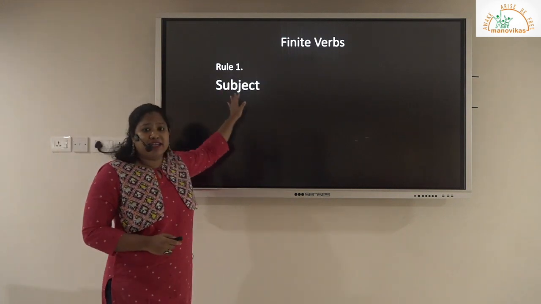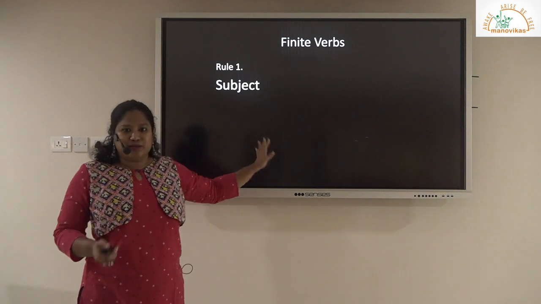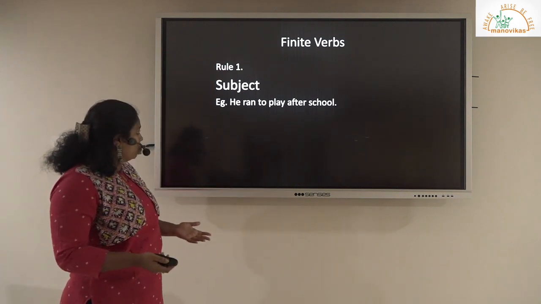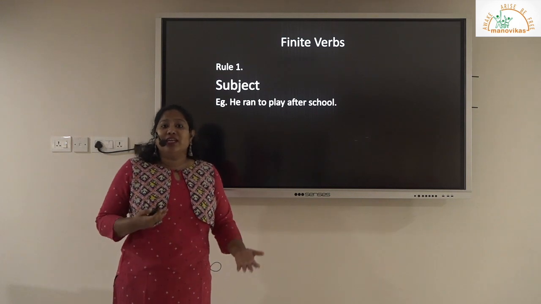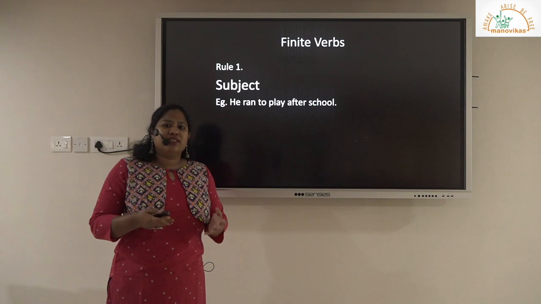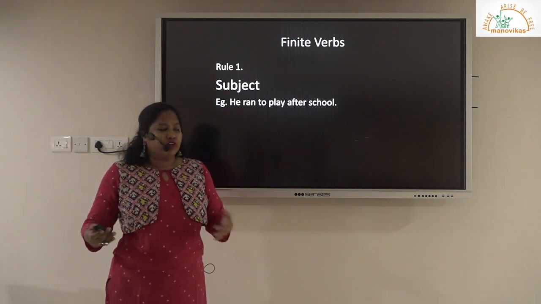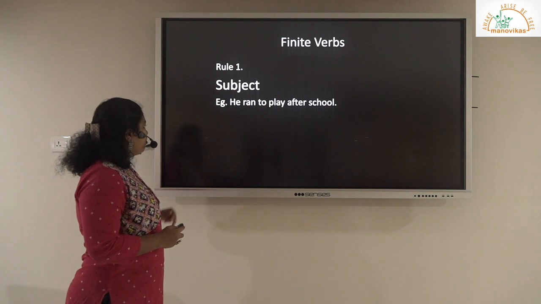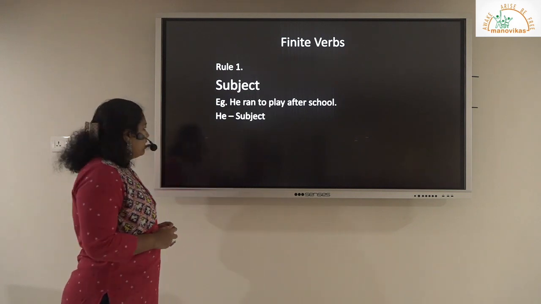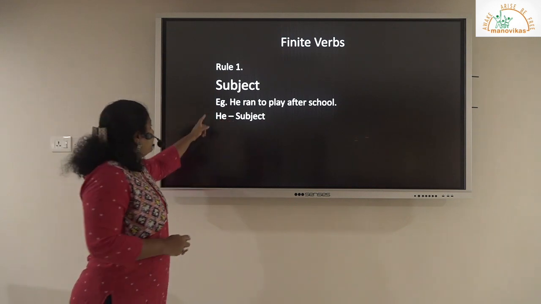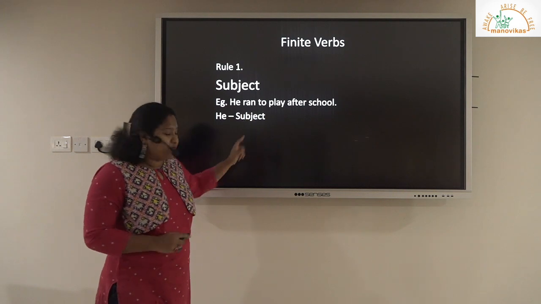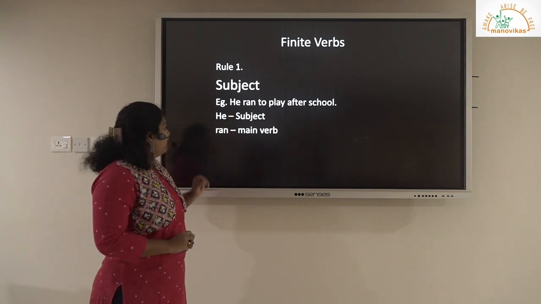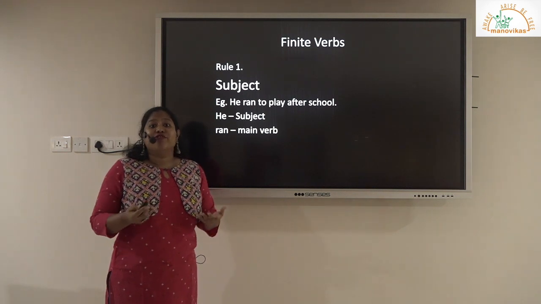Now, the first rule of identifying the finite verb is the subject. So, what is the subject in this sentence? He ran to play after school. I know that the subject is usually a noun or pronoun which indicates the person, thing, or the animal or whatever it is doing that particular action. So for example, here, who ran to play? He ran to play. So he becomes my subject. Now, the finite verb is that verb that immediately follows the subject. So here, the word that immediately follows the subject is ran. So ran becomes my main verb or the finite verb.